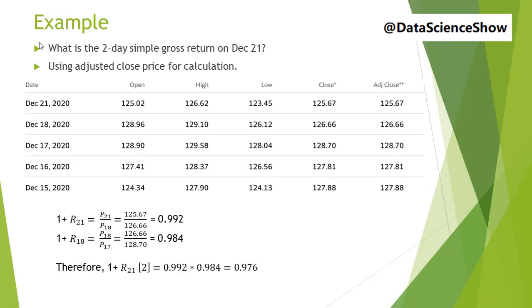Let's see an example. What is the 2-day simple growth return on December 21st? Since I want to calculate 2-day simple growth return, I will replace K with the value 2. And then I calculate the simple growth return of December 21st and December 18th. And then I will multiply these two values. I will get the 2-day simple growth return of December 21st.